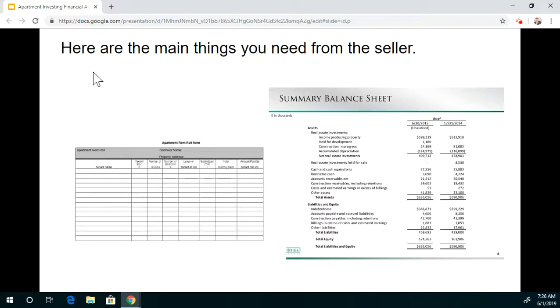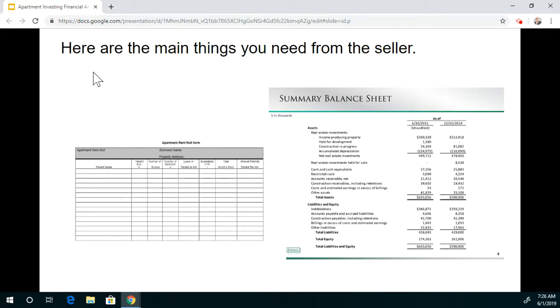So in this presentation, I'm going to talk about financial analysis. And here are the things that you need to try to get from a seller. One is the income statement, also known as the annual property operating data, APOD. Two, you need a balance sheet, and three, you need a rent roll. Now, here is an example of a balance sheet and a rent roll.